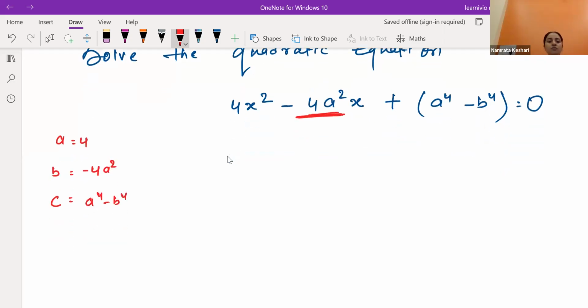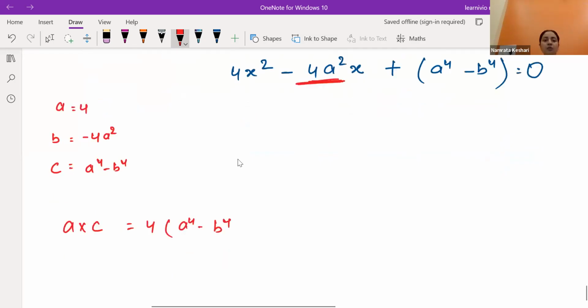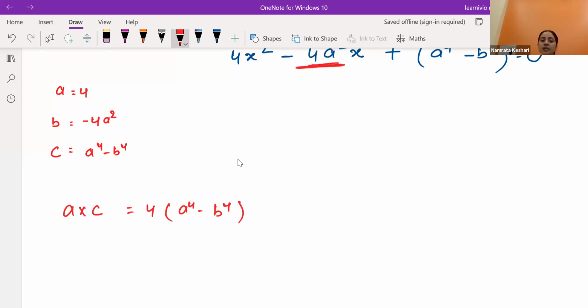First we'll be doing the multiplication of A with C, that is 4, we will multiply with a to the power 4 minus b to the power 4. Now we will try splitting it. For now, forget about that. We have to split it, taking two terms which added together or subtracted together are going to make the middle term. Forget about all this process. Let's focus on doing the factorization over here.